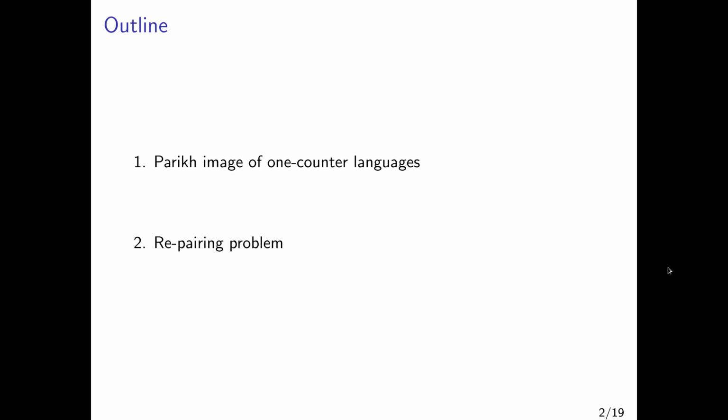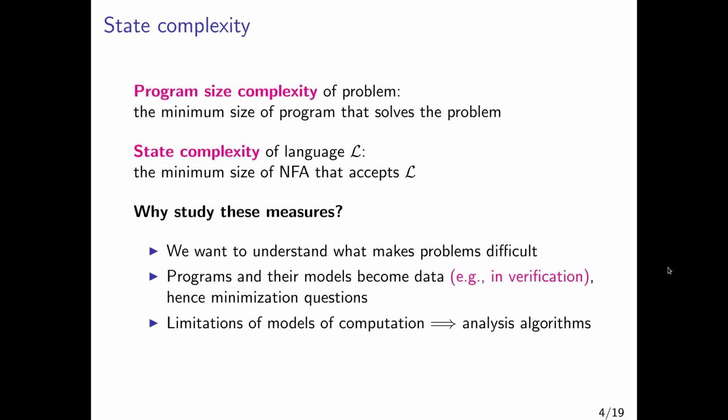So before I talk about the actual motivation, the specific Parikh images of one-counter languages, let me give you the context. The context is something called state complexity, and even more broadly, this is program size complexity of problems. In general, this is the minimum size of programs that solve a particular problem.